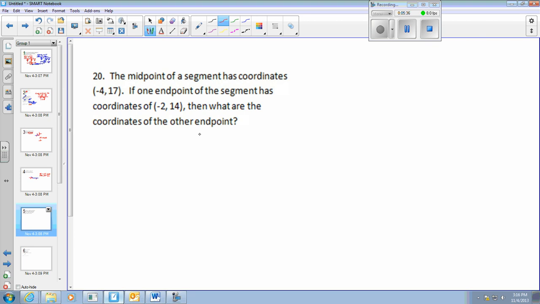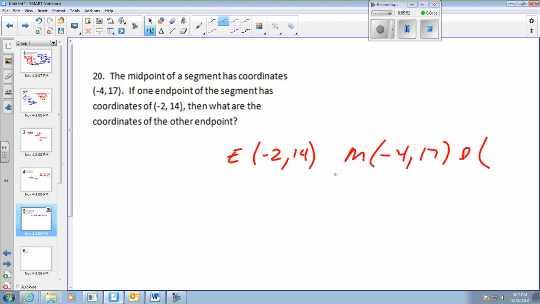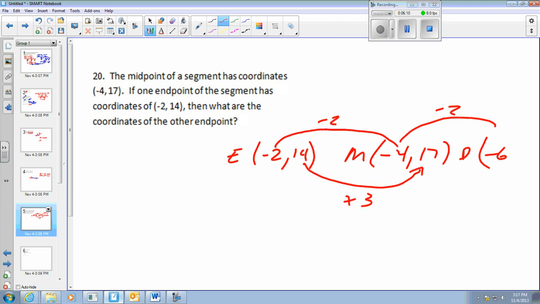Number 20. The midpoint of a segment has coordinates that, so here's the midpoint, is at negative 4, 17. And one of the endpoints is at negative 2, 14. Find the other endpoint. I'm going to label that other endpoint D. My x value goes down 2 to go from this endpoint to the midpoint, so it has to go down another 2 to get to this endpoint. The y value goes up by 3, so it needs to go up by 3 to get to the next point, which would put us at negative 6, 20.